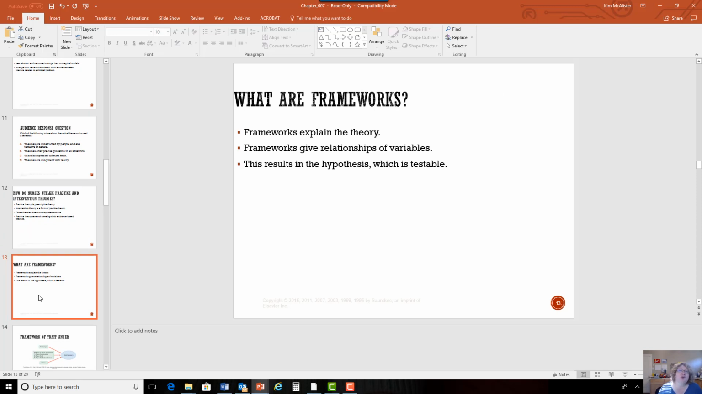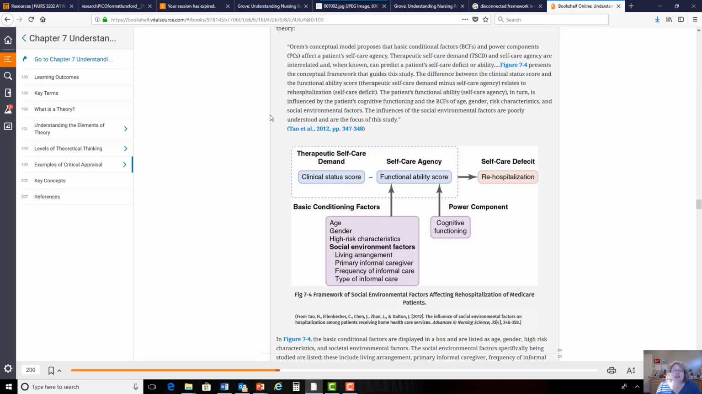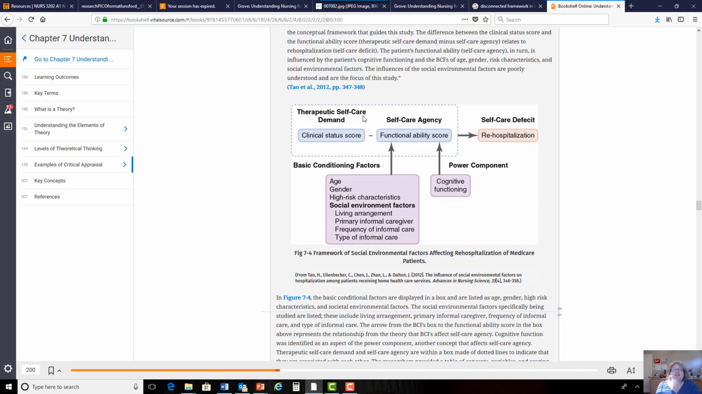So frameworks are what explain the theory. This is what your theory hangs on. This helps to start to bring that theory from the abstract down into a concrete thing that you can look at, analyze, and begin to work with. And your framework is going to help lead you to your hypothesis. It's very helpful when you're developing a framework to draw a model like they did here. This is the framework, but it's expressed in a model. And this makes it easy to see.